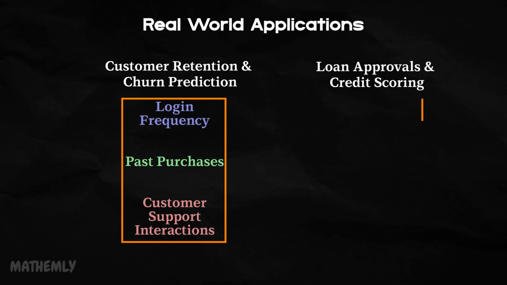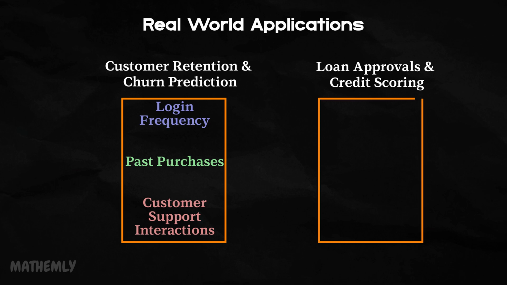Loan approvals and credit scoring. Banks and financial institutions use logistic regression to determine whether a person qualifies for a loan based on factors like credit score, income, and past loan history. If the model predicts a high probability of repayment, the loan is approved. Otherwise, the applicant may be asked for additional guarantees. As you can see, logistic regression is used in a variety of fields from healthcare to finance and marketing, making it one of the most valuable techniques in predictive modeling.